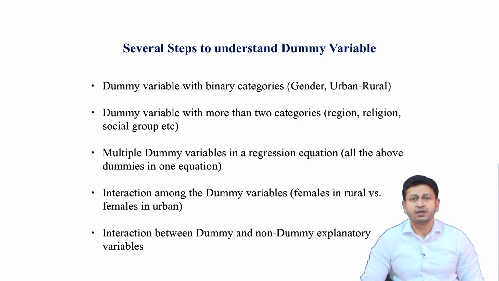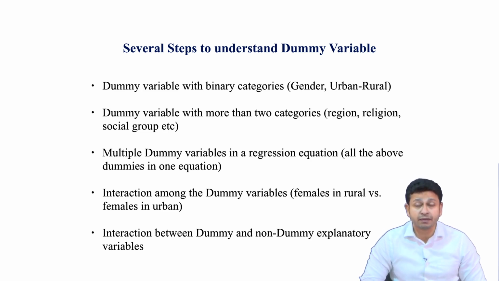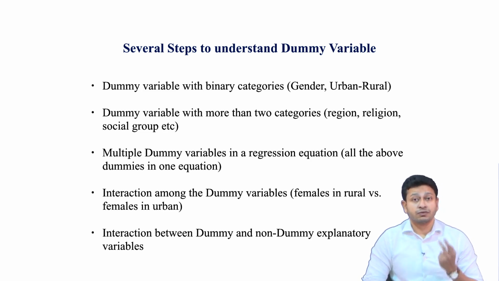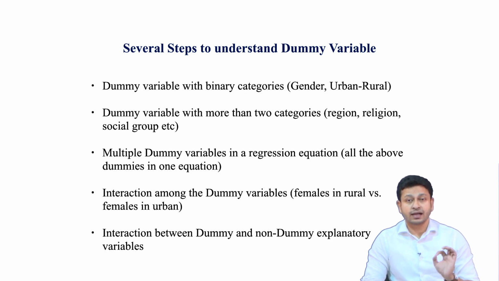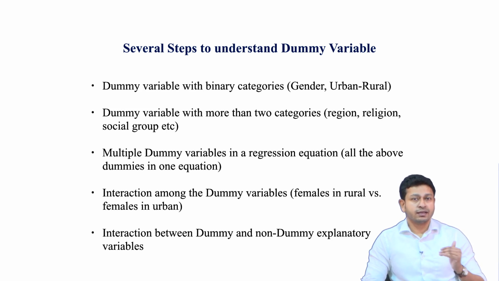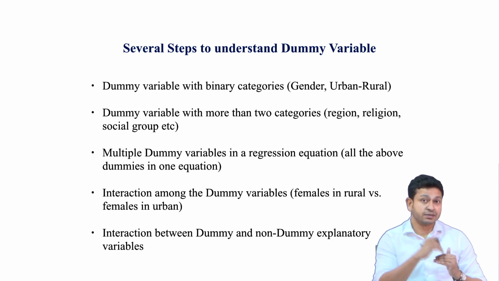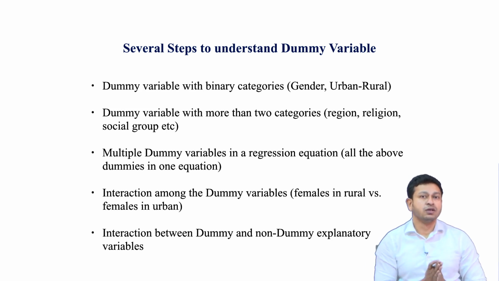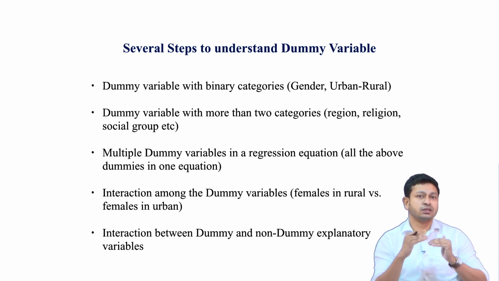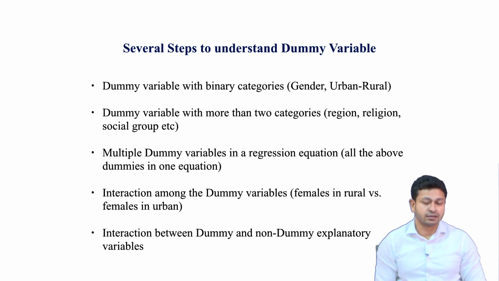First we will talk about the most basic simple dummy variable, that is a binary dummy variable, with only two categories. It could be male, female, it could be rural, urban, it could be white, non-white. So these are binary categories. You have one category, and you can measure the impact of the other category vis-a-vis the first category. You can define how you want to choose the first category, and we'll talk about that in detail.